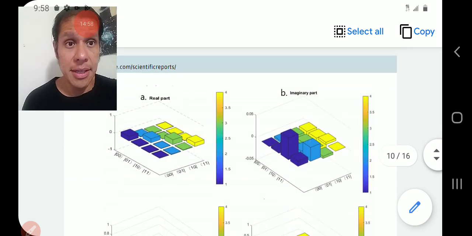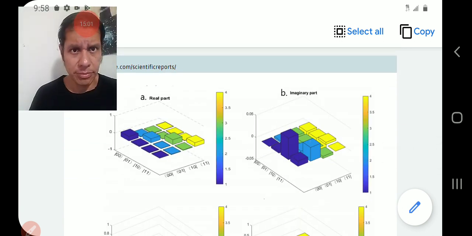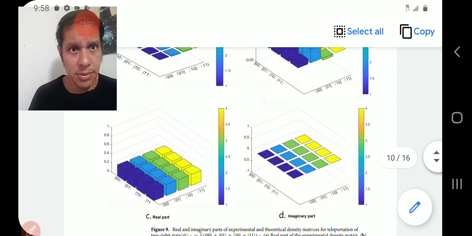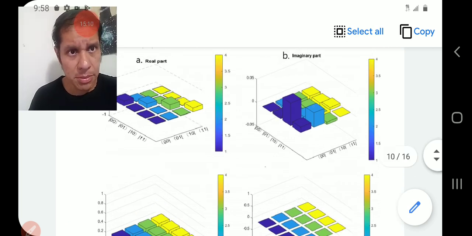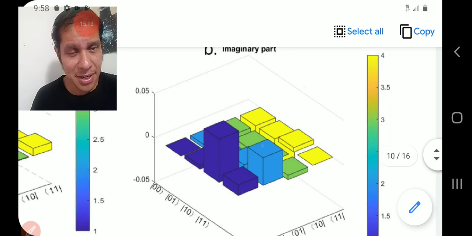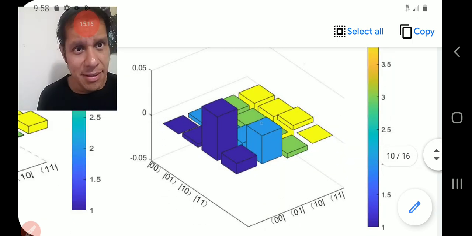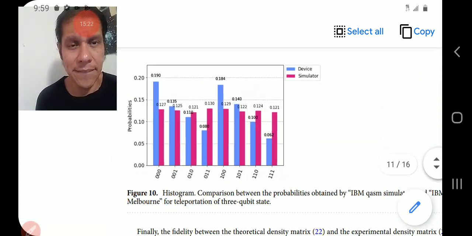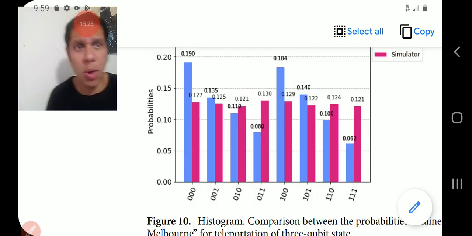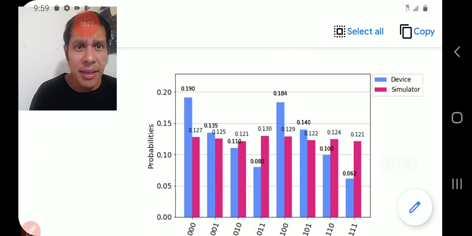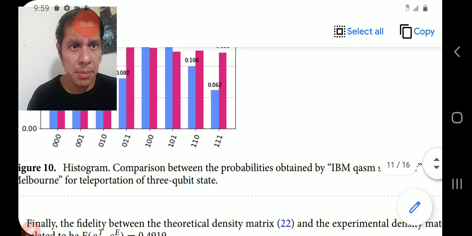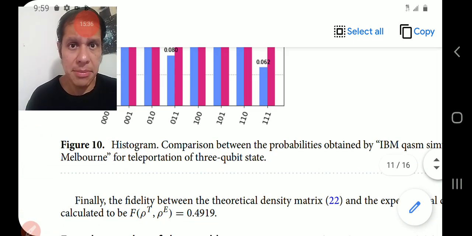And let's see, they got, okay, here we go, more results. So these don't, okay, so, all right, so yeah, the results, I guess, that's more like the results that I obtained. That was good, I guess, as I expected. Yeah, well, some of them are good. And there's the comparison between one device and the other. I see histogram comparison between the probability to obtain the IBM QASM simulator and the IBM 16 Melbourne for teleportation of 3 qubit state. All right, cool.